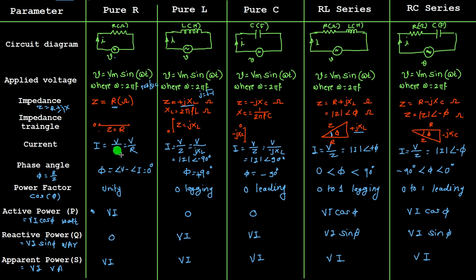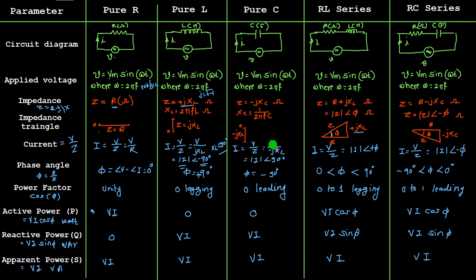How to calculate the current? The current is always V upon Z. So here Z is equal to R, so it is V upon R. Here the current I is V upon Z, that is V upon jXL. So plus jXL, that is XL at an angle of 90 degrees. When it goes to the numerator, it will become minus 90. So it is I at an angle of minus 90.